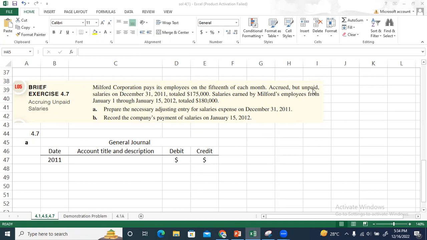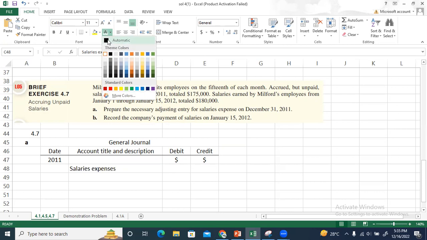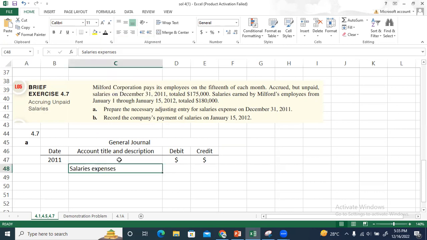Now it says accrued but unpaid. Accrued means that the expense is already incurred. The workers have already worked for you, but you have still not paid them. Now, because something has already become your expense, you need to record it as an expense. So this 175,000 is the salaries of the 15 days. So from December 15 till December 31st, this is the amount that has to be paid. This is an expense that you need to record, even though you have not paid them. So because you have not paid them, this is a liability for you, and you're going to record it as salaries payable. Better not to use accounts payable and use salaries payable over here.